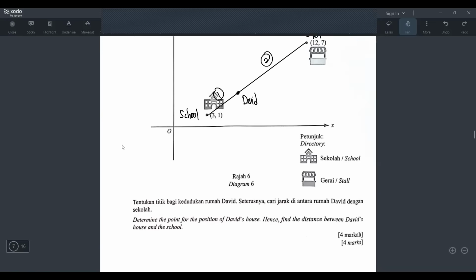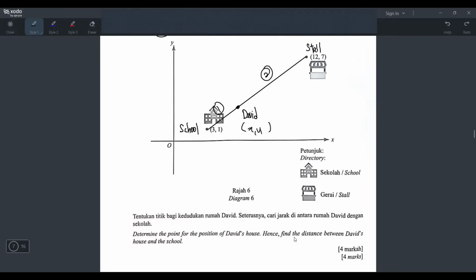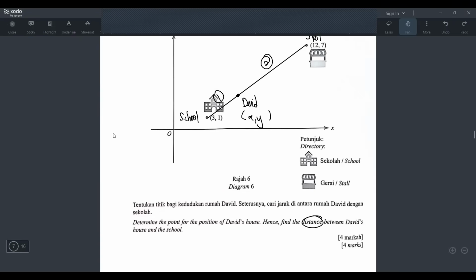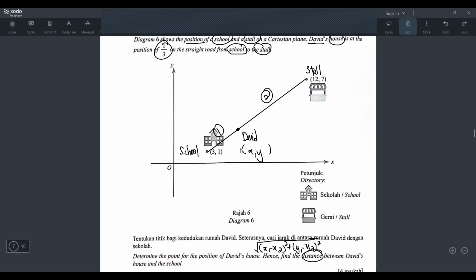Now let's read bawah. Determine the position of David's house. So I need to find out the coordinate for David's house, right? So x, y, I don't know. Hence, find the distance between David's house and school. For the distance, you can use the distance formula later. I'm going to write down the distance formula now. It will be square root of (x1 minus x2) square plus (y1 minus y2) square. This is the distance formula. But before you use this formula, you need to have David's house punya coordinate dulu, right?